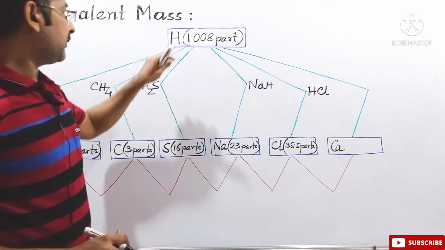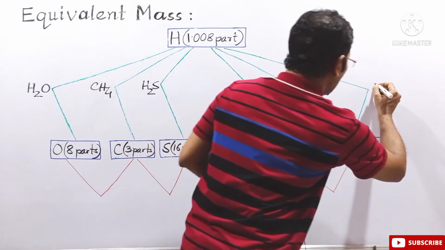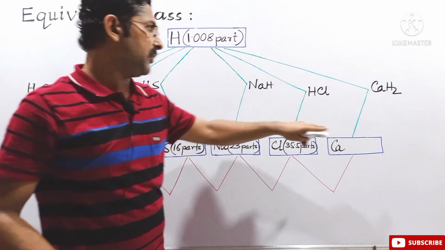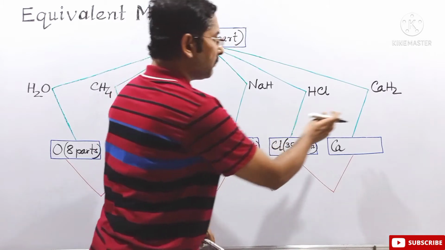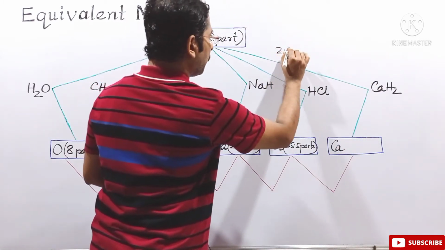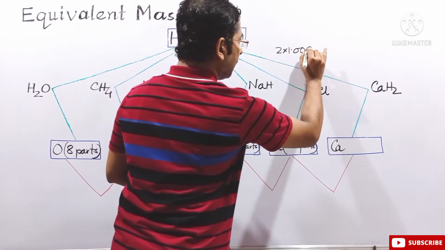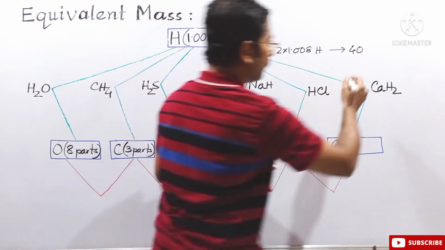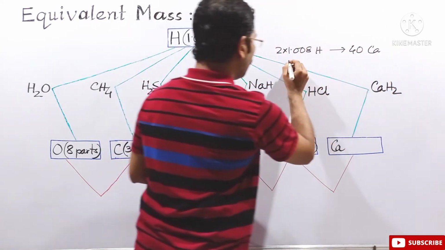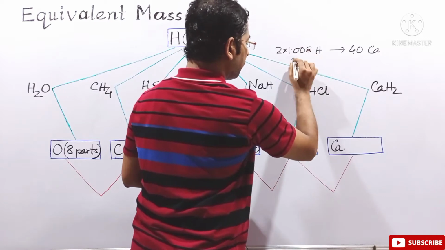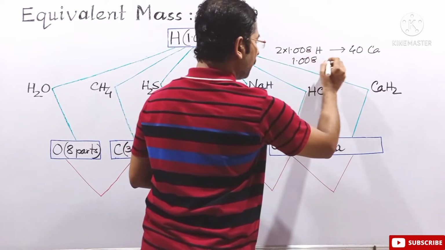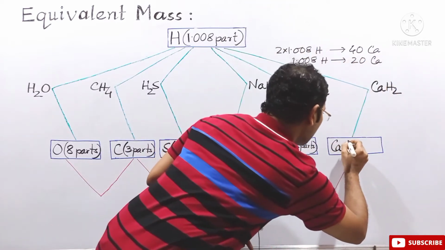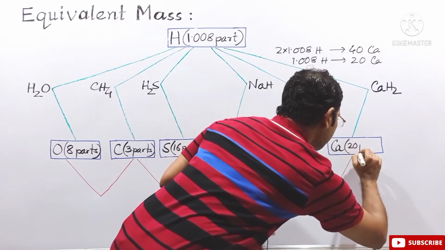Okay, and lastly calcium and hydrogen combine together to form hydrolith. This molecule is known as hydrolith, calcium hydride. So here we can write 2 into 1.008 part of hydrogen combined with 40 parts of calcium. Atomic mass of calcium is 40. So of course 1.008 part of hydrogen combined with 20 parts of calcium, right? So we can write here 20 parts.